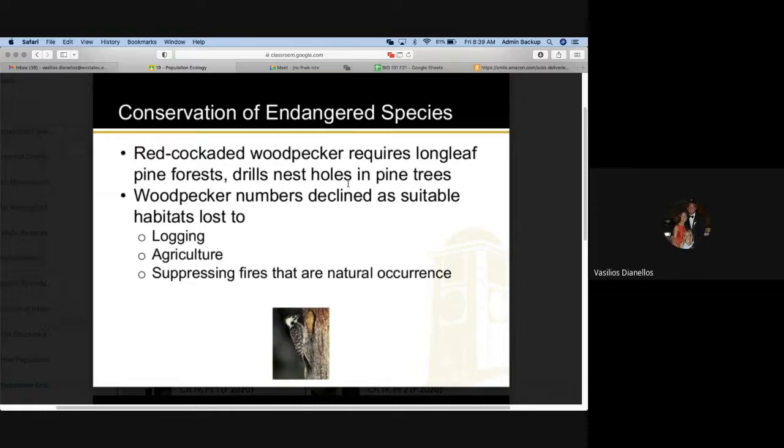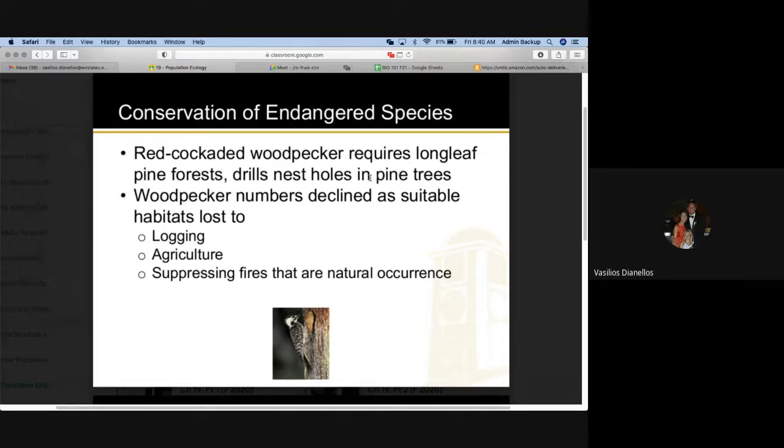So then let's look at what could fix it. Your book gives some information about them. These birds require longleaf pine forests. And if you're from the South or you've been there, that's where you'll see longleaf pine forests more often. Now they drill nests in the holes of pine trees. So obviously, if they don't have the pine trees, then they don't have nests. Therefore, they're not going to survive. So there we go. Now we're starting to dabble into some ideas of how to protect these woodpeckers.